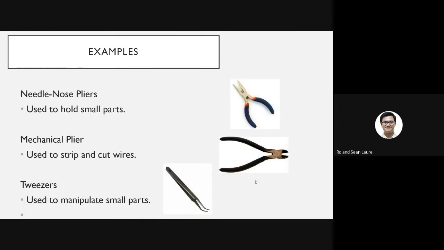Next is the long nose pliers, used to hold small parts. We can all answer that, no? And the mechanical pliers, used to strip and cut wires. Tweezers, used to manipulate small parts.